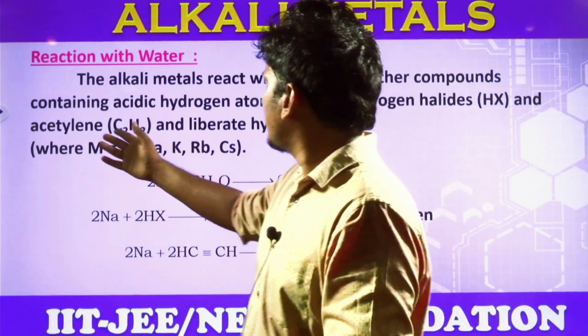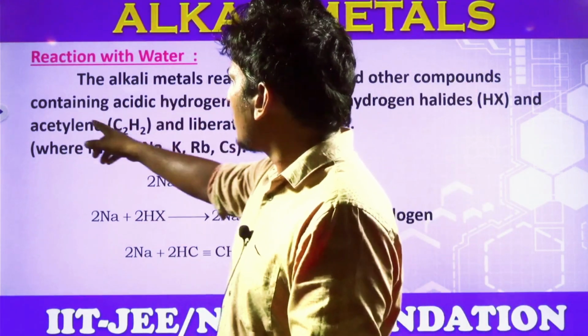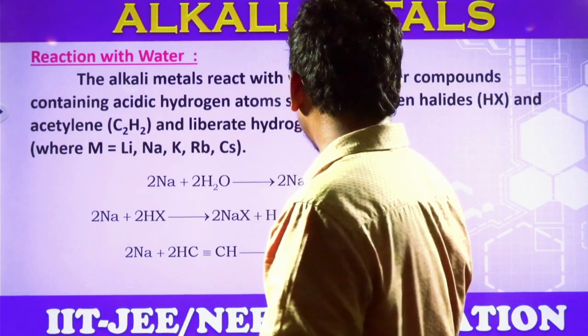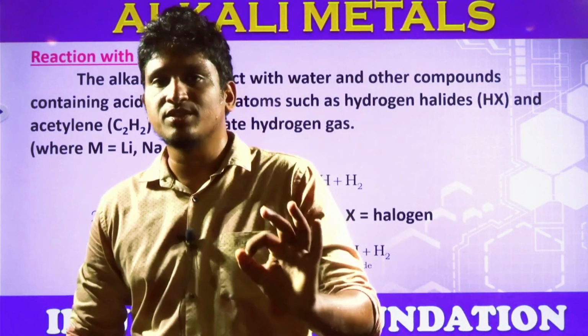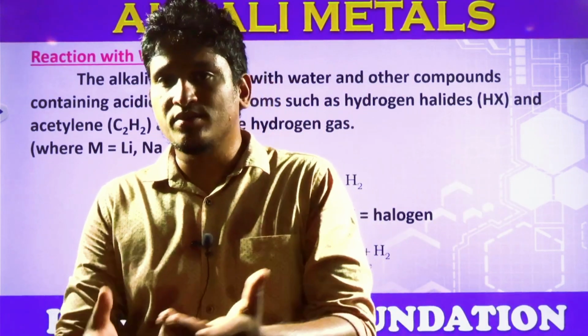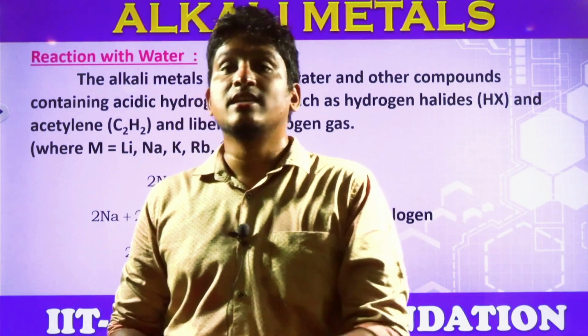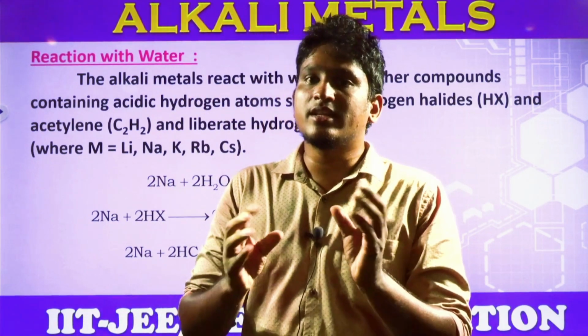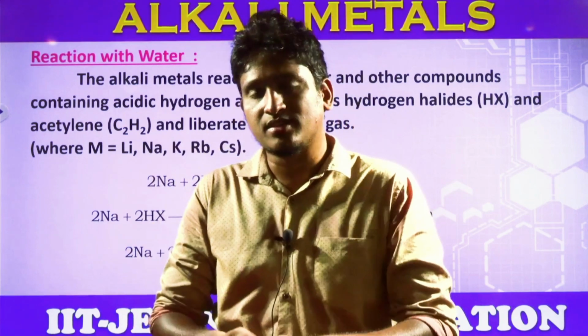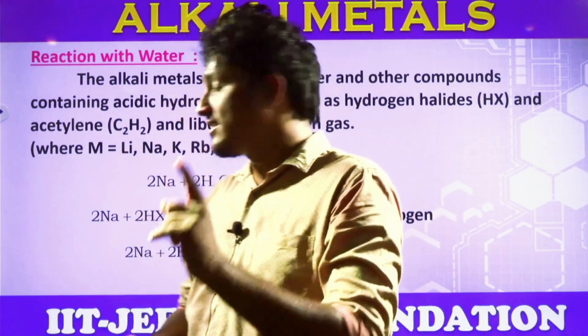As you can see here, other compounds containing acidic hydrogen atoms also react and release hydrogen gas. Acidic hydrogen means, students, what are acids? What do acids mean? The ability to release hydrogen ions, that is why they are called acids, yes or no? Acidic hydrogen means, in general, these compounds do not release hydrogen atoms, but we can make them release that hydrogen. That hydrogen is called acidic hydrogen.